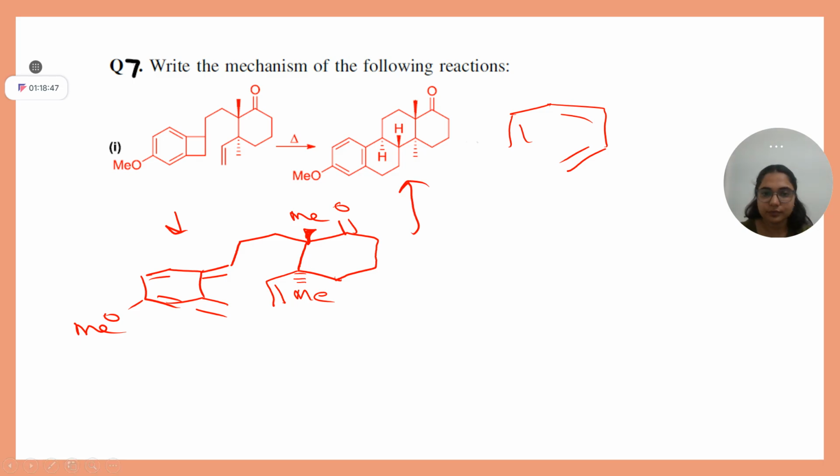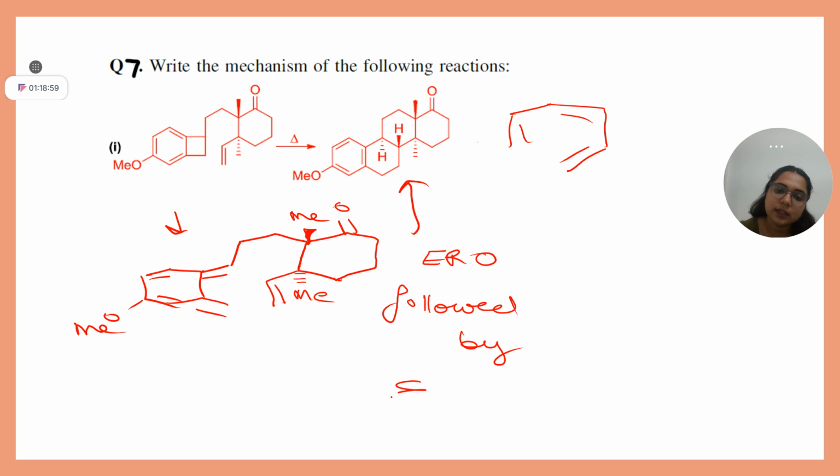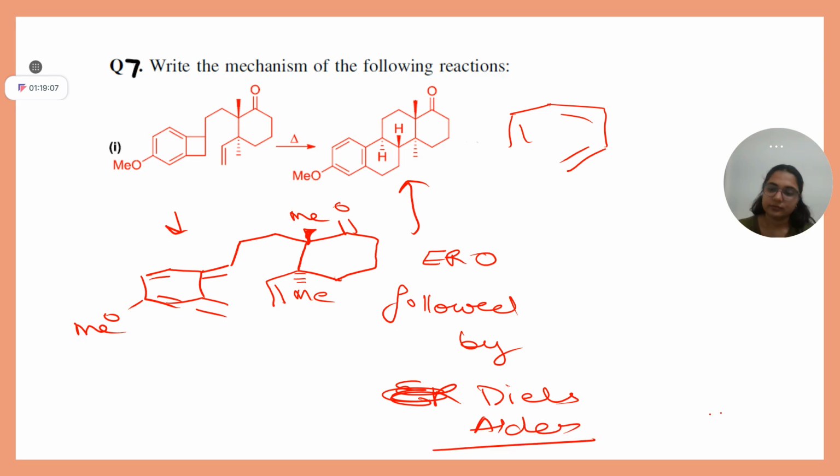Understood? So this question was about electrocyclic ring opening followed by Diels-Alder. I hope everything is clear in this question.